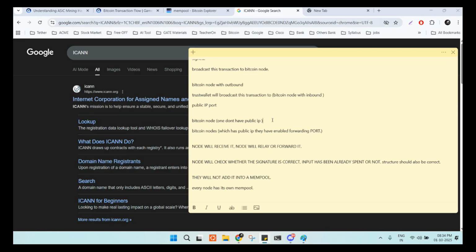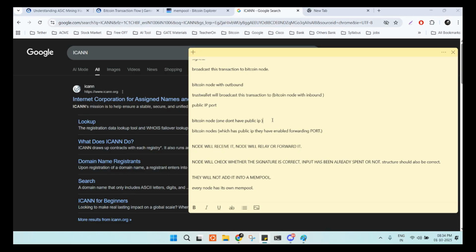Correct. So the thing is, the outbound connection will not happen because that needs a public IP and the port, but the inbound connection happens, right?